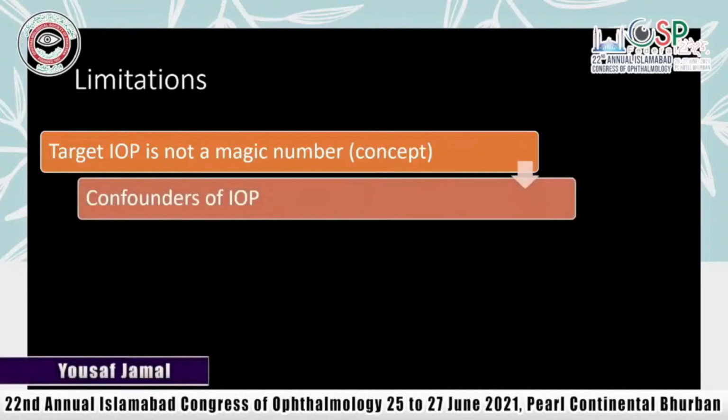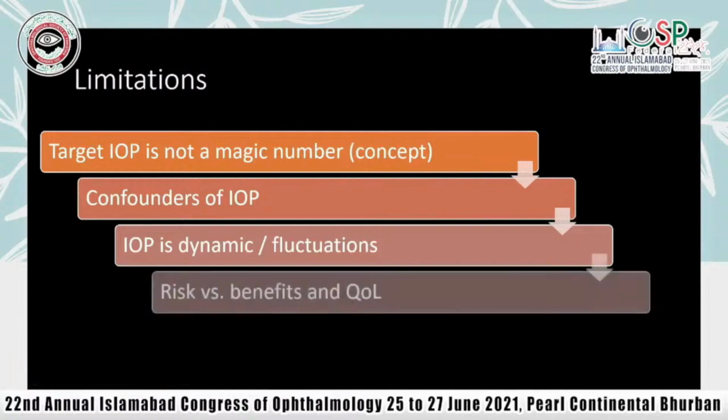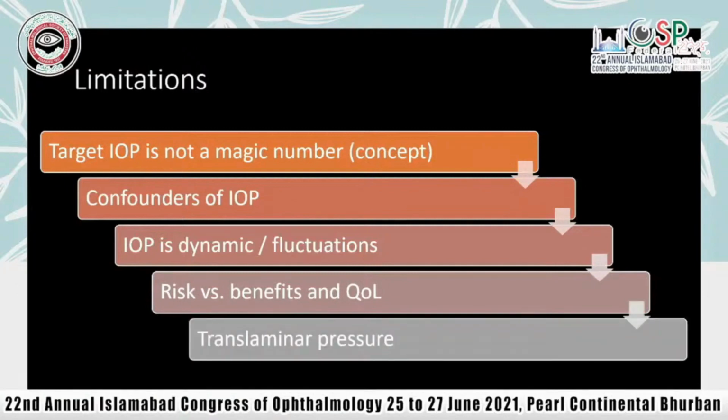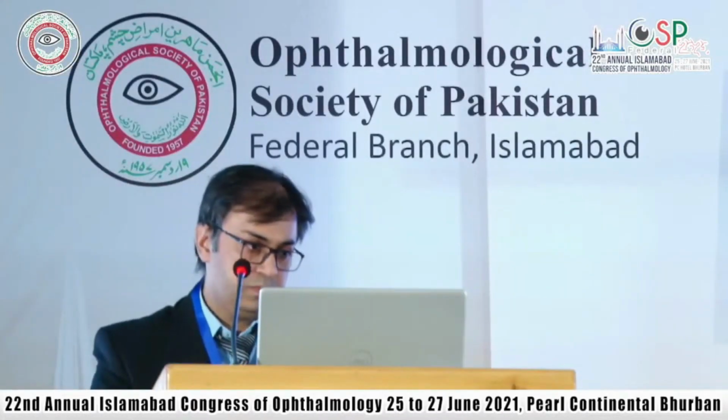There are a few confounders of IOP. We know what the confounders of IOP are. IOP is dynamic. There are fluctuations: ultra-short, short, and long-term fluctuations. There is risk versus benefit and quality of life. These issues are there. And there is another new concept of translaminar pressure. We are just working on the transcorneal pressure, but there is another pressure which is called translaminar pressure.